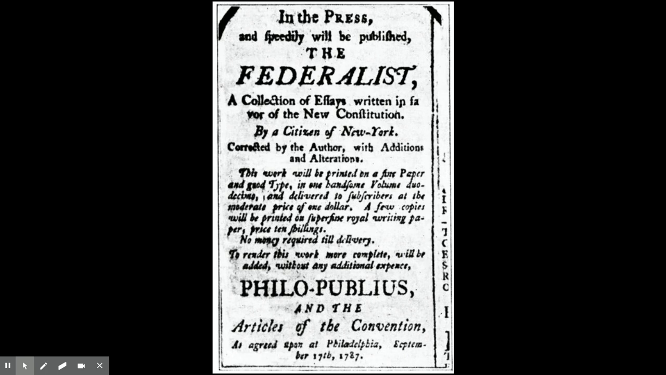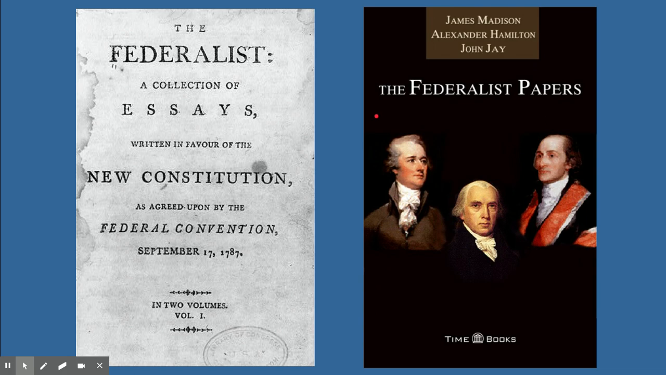Anonymous, not unanimous. They were written under a pseudonym of Publius, which means public, like the public good. So these were written in the press and speedily will be published. The Federalist, a collection of essays, as you know, written in favor of the new Constitution by a citizen of New York. Now, there were 85 of these essays written, and they are written by three people.